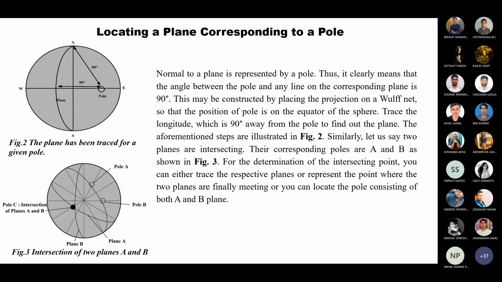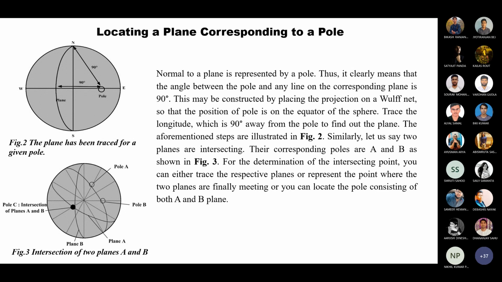Locating a particular plane corresponding to a pole. Already I told you that if you want the inter-plane angular calculation, the normal to a plane is represented by a pole. So clearly, the angle between the pole and any line on the corresponding plane is 90 degrees, and this may be constructed by placing the projection on a Wulff net. We will understand how the Wulff net works later. You should also know about the Wulff net from the previous discussion in last year's class, but I will touch upon it again next class.